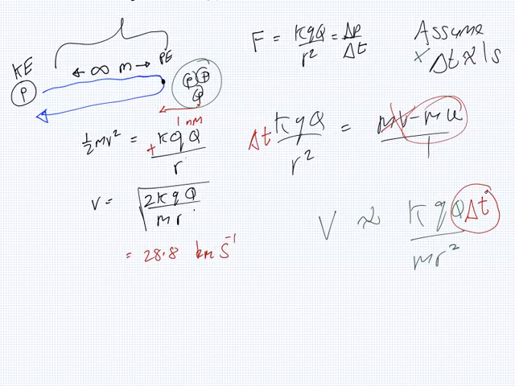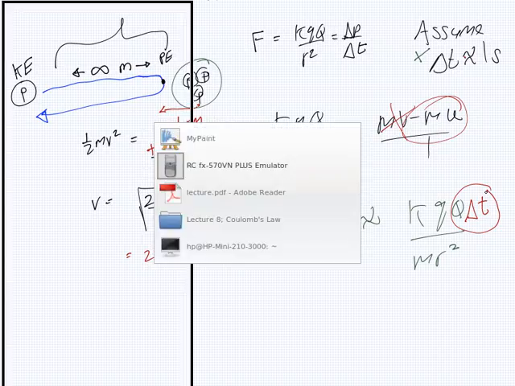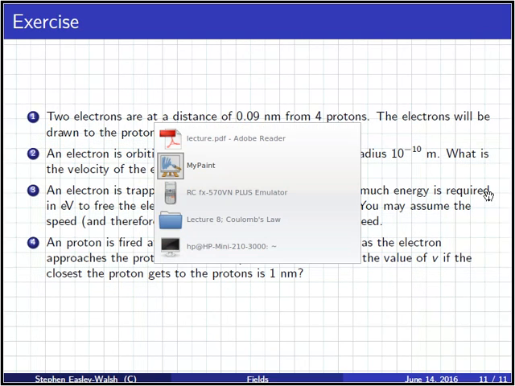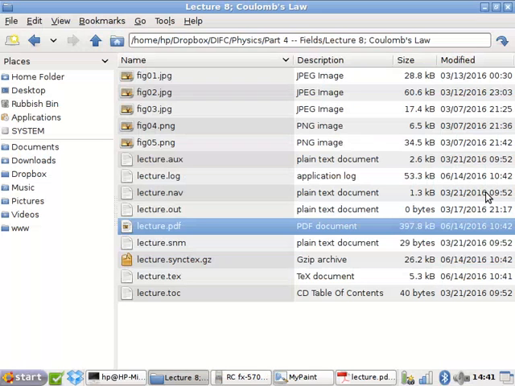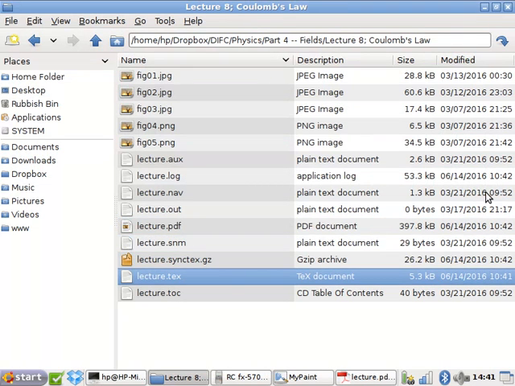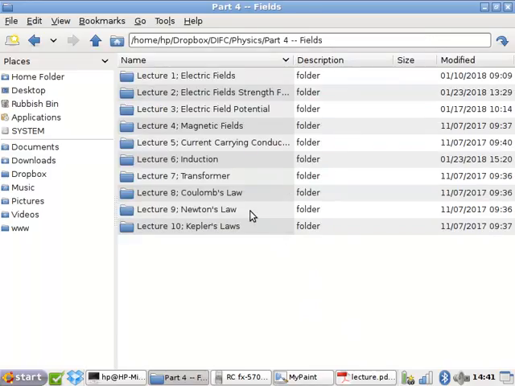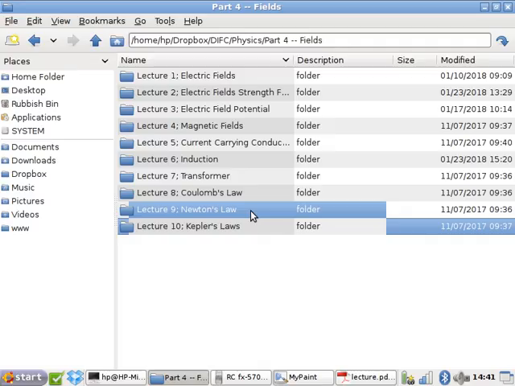Okay, children. We have that one finished. And so I don't forget, let me just change this to proton. What's next after this? So Newton's laws and Kepler's laws. Yeah, Newton's law, the gravity one.